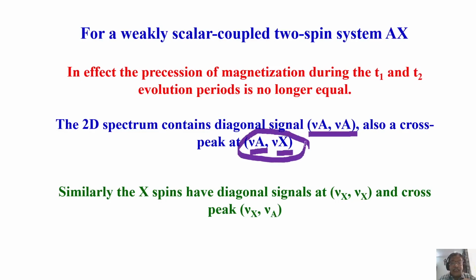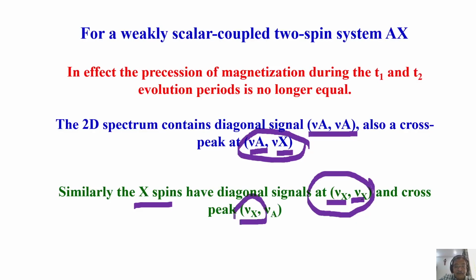Okay, this is for A spin. What about the X spin? Identical, same explanation. When the precessional frequency of X remains the same in T1 and T2 dimensions, it gives a diagonal peak at nu X frequency. If nu X has also given its magnetization to nu A, with a similar argument, then in the 2D spectrum at the nu X frequency, you can also see the effect of it: the nu A precession frequency is also seen.